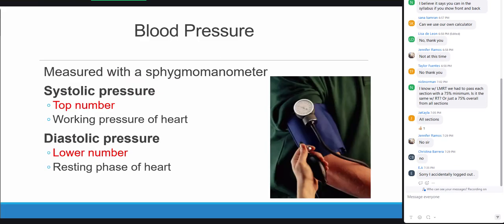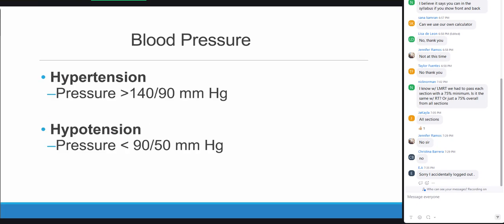Blood pressure should be measured with a sphygmomanometer. Your systolic is your top pressure, the working pressure of the heart. Your diastolic is the lower number, the resting phase of the heart. Blood pressures above 140 over 90 are said to be hypertensive. So the patient has hypertension. Blood pressures below 90 over 50 are said to be hypotensive. Remember, the prefix hyper is above, the prefix hypo is below.